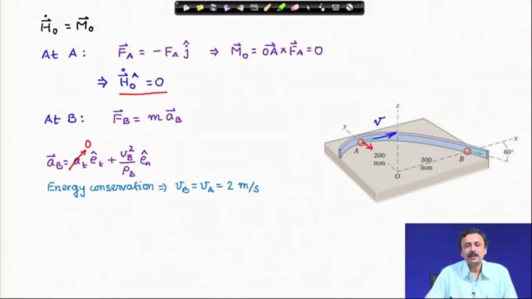Therefore, we have only the acceleration along the normal, which is v B squared by the radius of curvature of the path. Now, by energy conservation, there is no friction, etc. So, energy is conserved. Therefore, the speed at A must be equal to the speed at B, or speed at B is equal to the speed at A, which is 2 meter per second. Therefore, I can calculate the acceleration at B. Acceleration at B is equal to V B squared by rho B in the direction of e n cap.